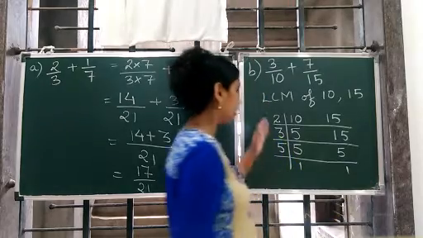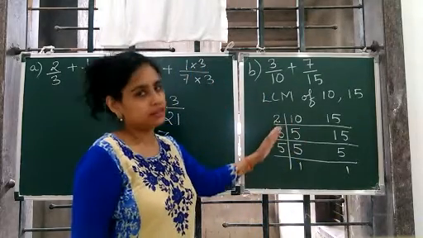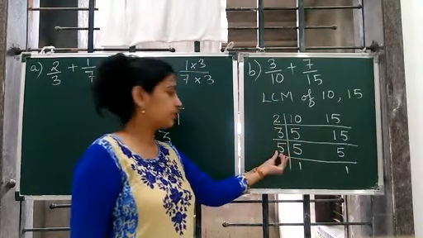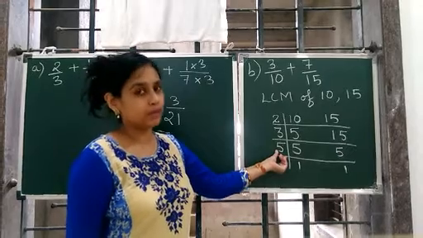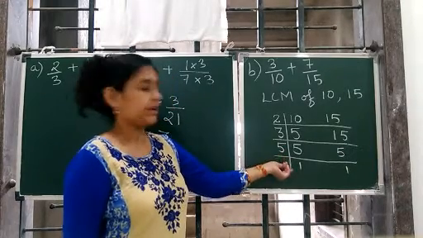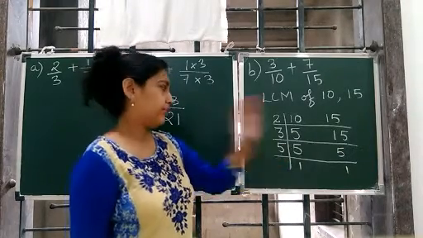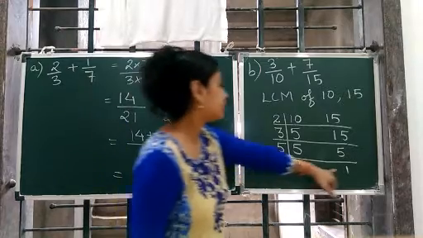Because 2 could not go further, similarly 3 cannot go further. So we jumped to the next prime number, that is 5. 5 can divide 5 and 5 both. So this is how we complete our LCM.